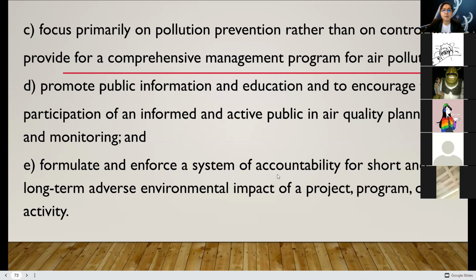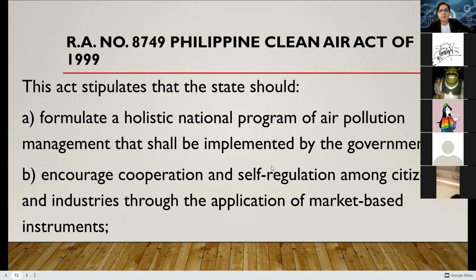Promote public information and education to encourage the participation of an informed and active public in air quality planning and monitoring, and formulate and enforce a system of accountability for the short and long-term adverse environmental impact of a project, program, or activity. So your smoke-belching public utility jeepneys and other cars are actually under 8749, the Clean Air Act of 1999.